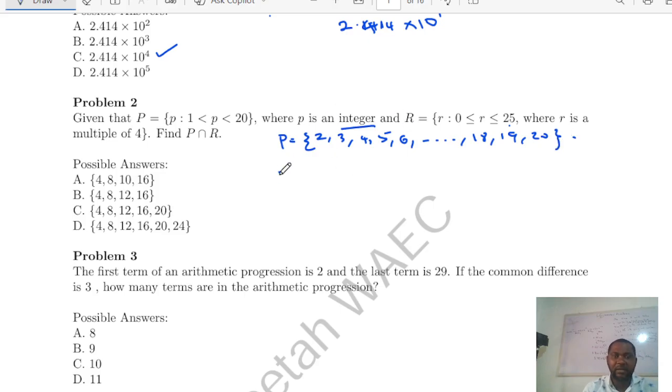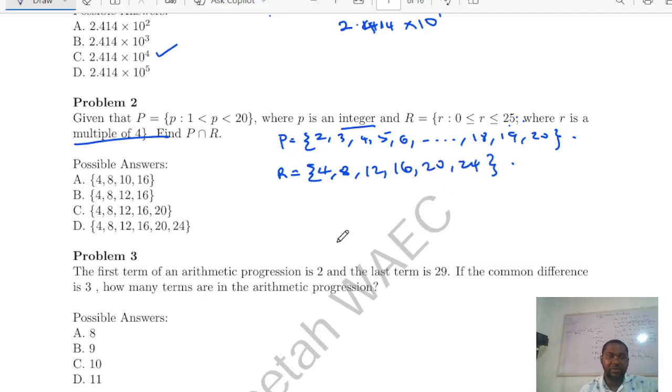Then for R, it is from 0 to 25. Both 0 and 25 are inclusive because of this equal sign here. So it starts with 0, ends with 25, but remember that it must be a multiple of 4. And so multiples of 4 should actually start with 4, because 4 times 1 is 4. And so we have 8, plus 4, 12, plus 4, 16, plus 4, 20, plus 4, 24. Because these are the multiples of 4.